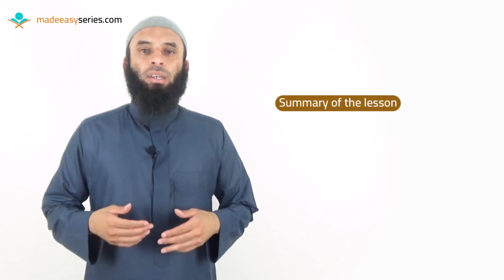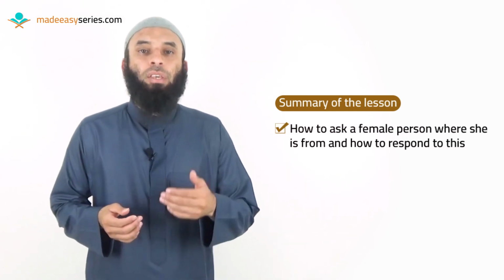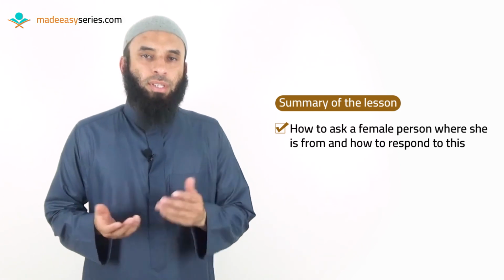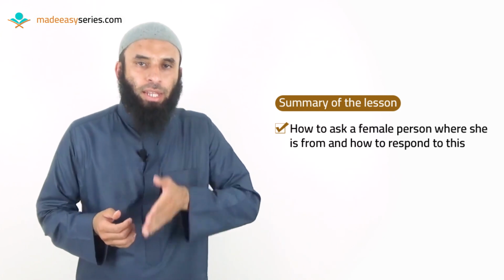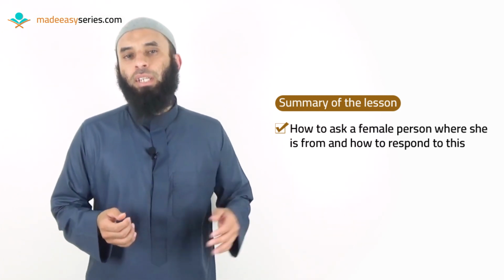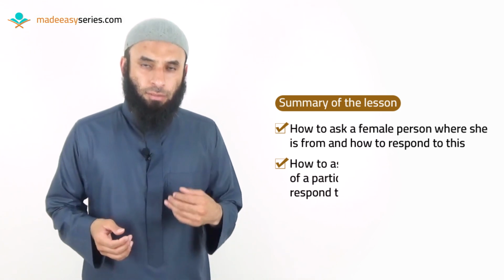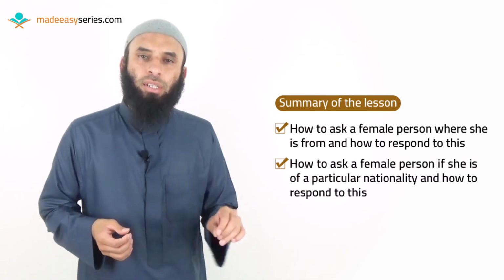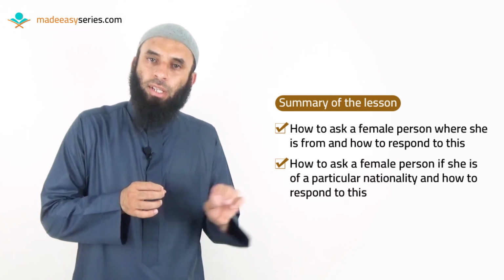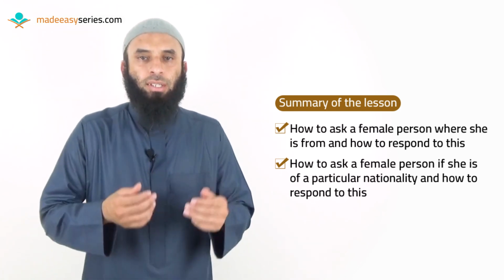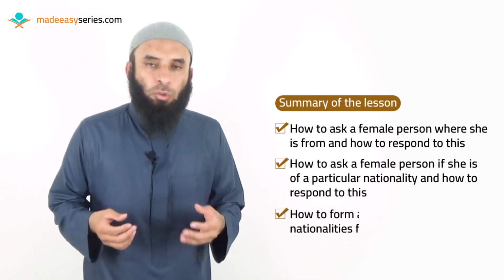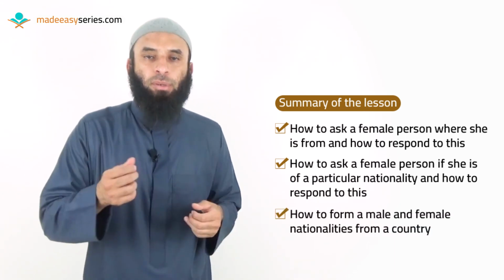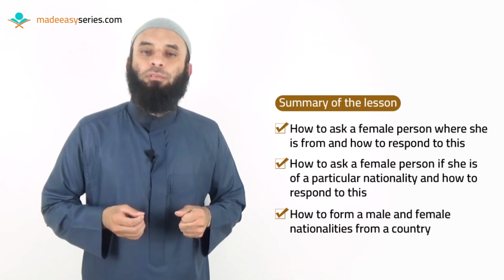Now this is the end of the lesson. What did we learn in today's lesson? In today's lesson, we learned how to ask a female person, where are you from? And how to respond to this. This is by saying, Min ayna anti? And the response is, Ana min, I'm from, then mention the particular country. We also learned how to ask a female person, are you of this nationality? Hal anti, are you, then mention the nationality. And to respond to this, Ana, I am, then mention the nationality. We also learnt how to form a male form of the nationality from a country and a female form of the nationality from a country.